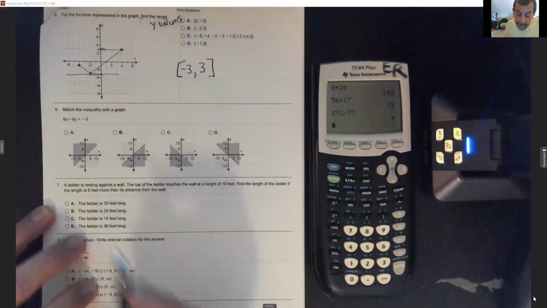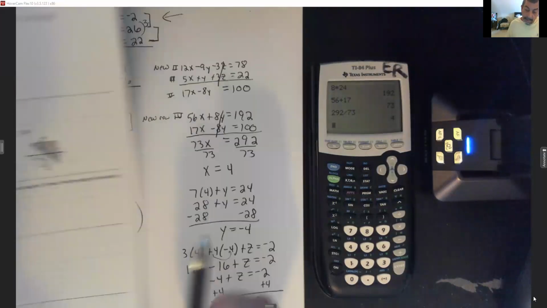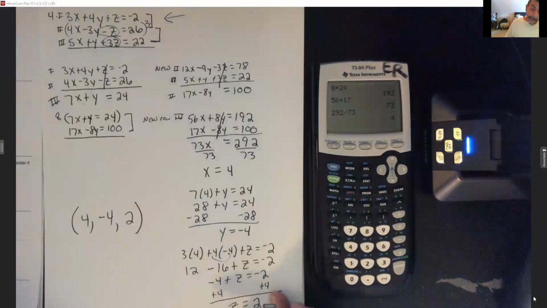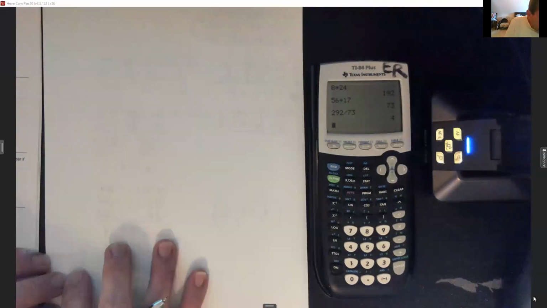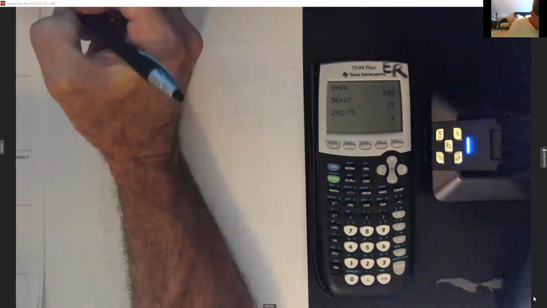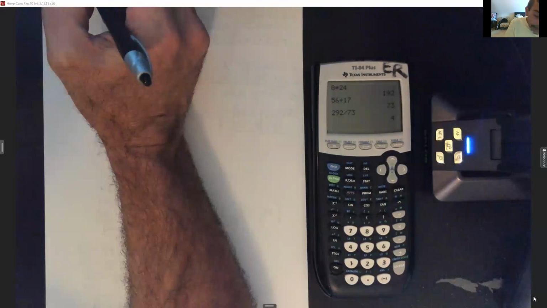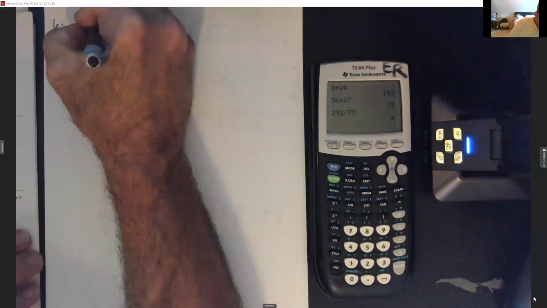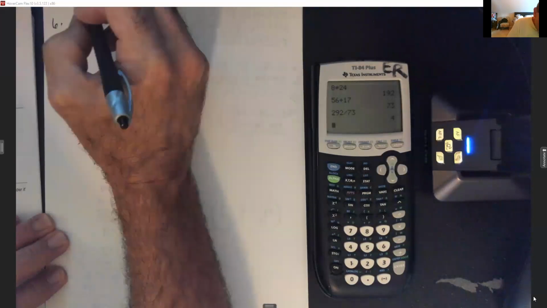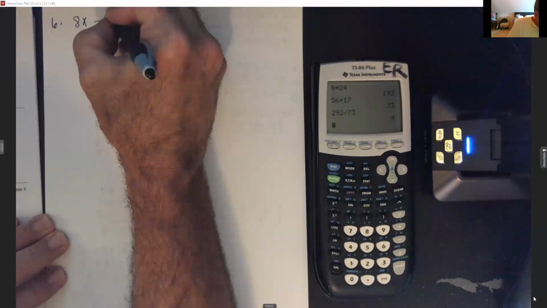All right, number 6, match the inequality with the graph. So what I'm going to do on number 6 is solve it, and then once I solve it, I'll graph it. So number 6, let me see what that is. 8x minus 9y equals negative 5.